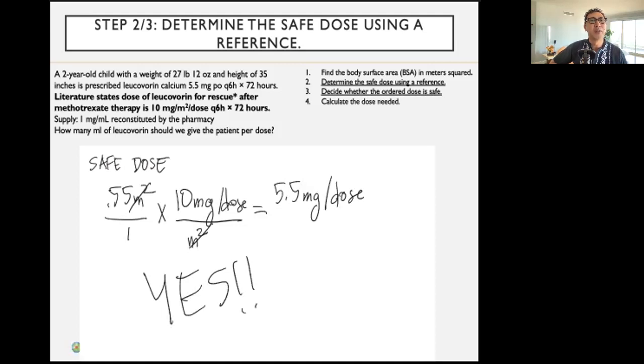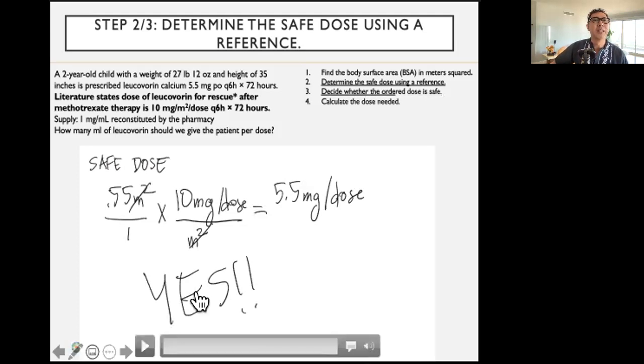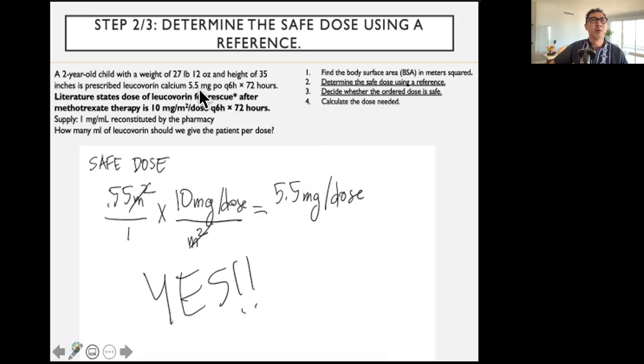Yes. So based on the literature, we are administering a safe dose because the ordered dose is right up here. I don't know if you can see my mouse. The prescribed dose is 5.5 milligrams per PO. Based on our calculation here, the safe dose for this patient with this height and weight is 5.5 milligrams per dose. So yes, this is a safe dose.